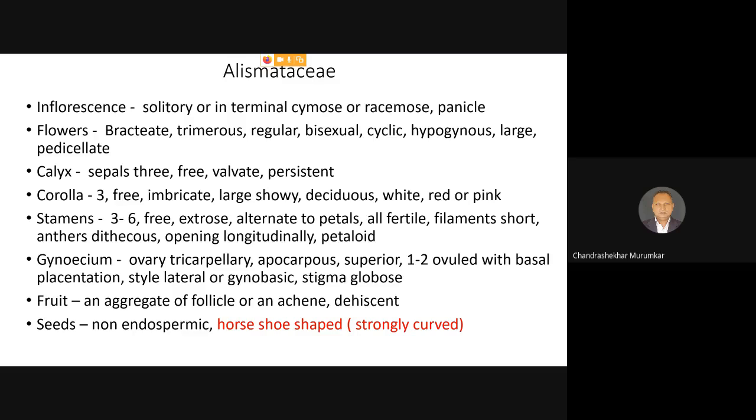Now as far as the flowers are concerned, the flowers are very large in size, they are bracteate. Obviously the flowers are trimerous, regular, bisexual, and cyclic. The ovary is superior, that's why the flowers are hypogynous. The flowers are large, and they also have a very strong and stout, long elongated pedicel. So because of that, the flowers are pedicellate.